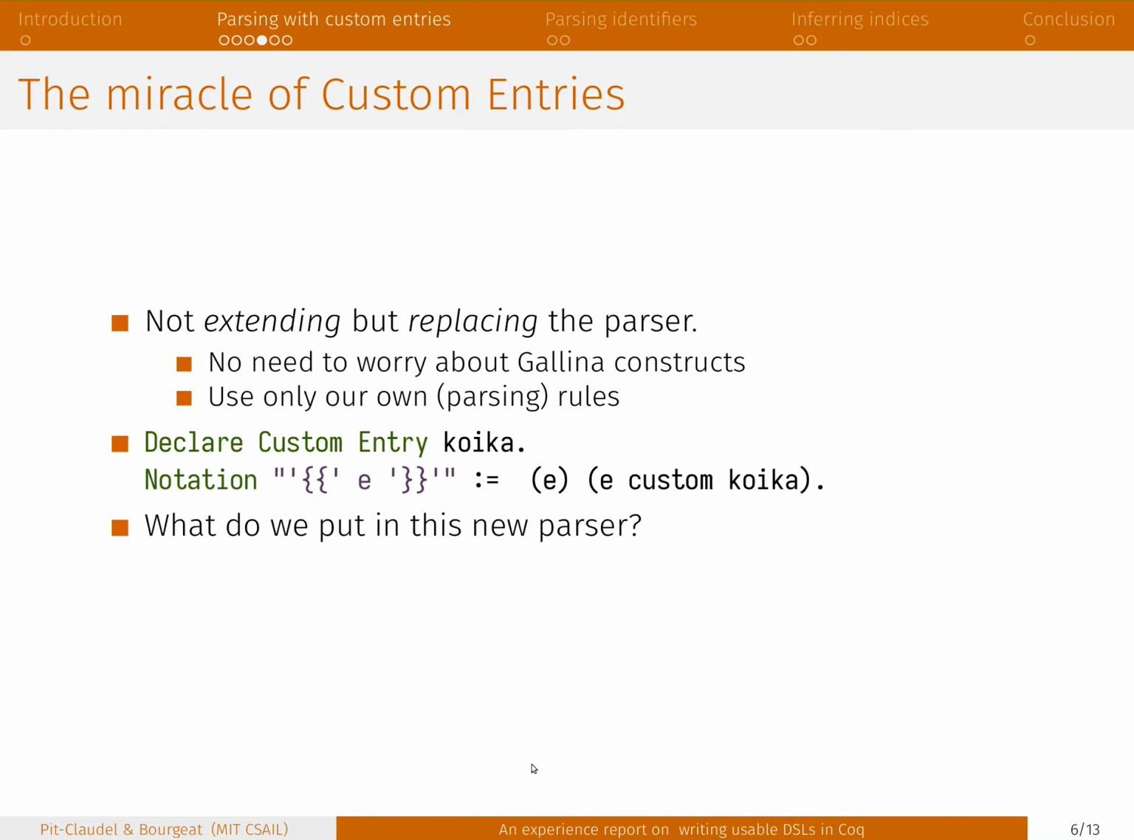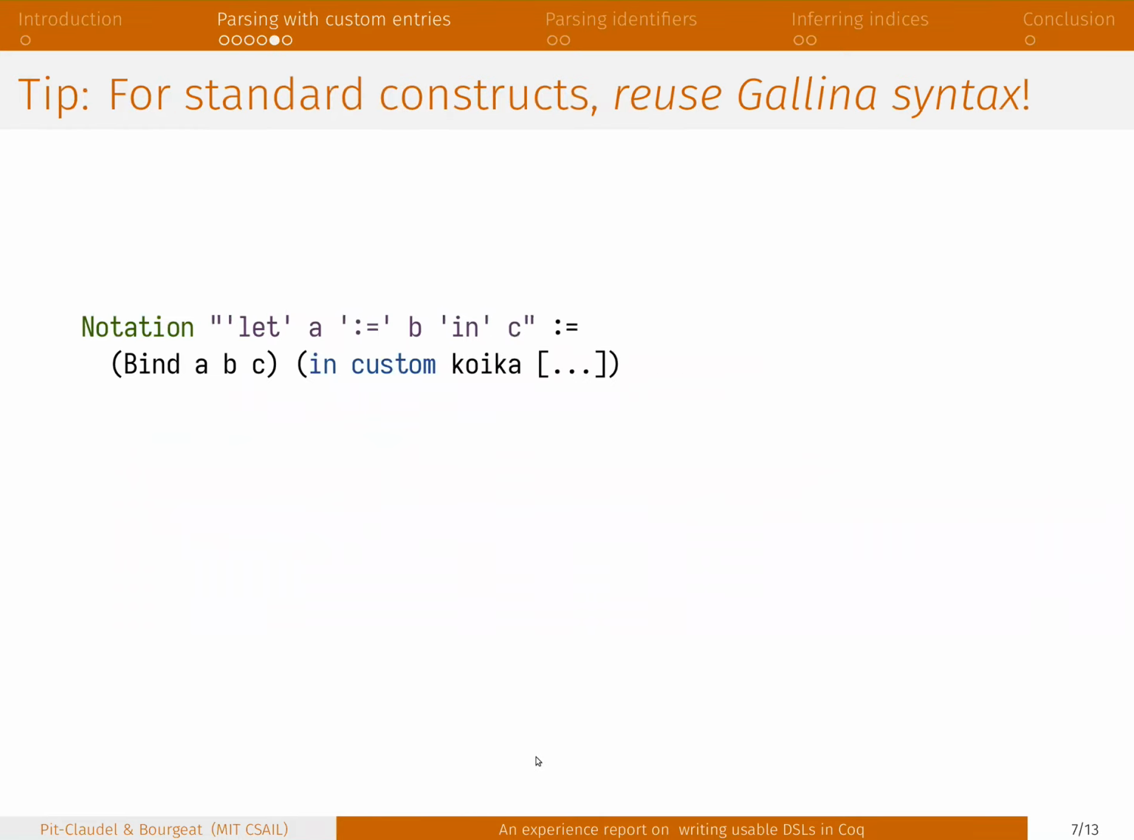So now the Koika parser is empty, so we should define rules in it. Our first tip is that one should actually consider using Galena syntax as the syntax for the deeply embedded language. This looks weird, but here we define an entry to parse what looks like standard Galena lets, but the rule produces a Koika bind constructor. The trick is that if this rule is only active in the Koika custom entry, it does not conflict with the Galena parsing. So from now, when encountering the let form within double curly braces, we will create a Koika bind.